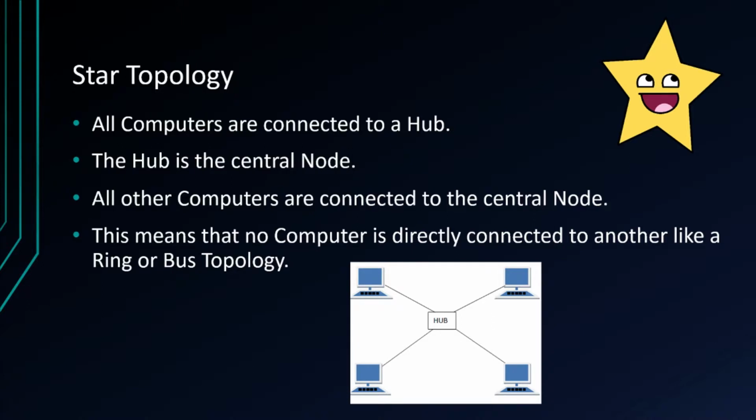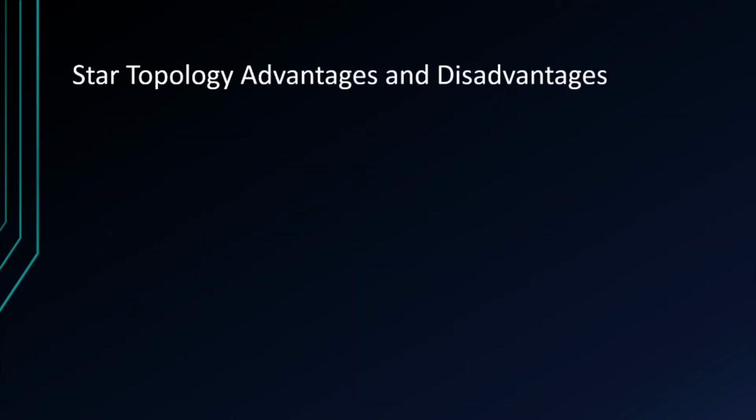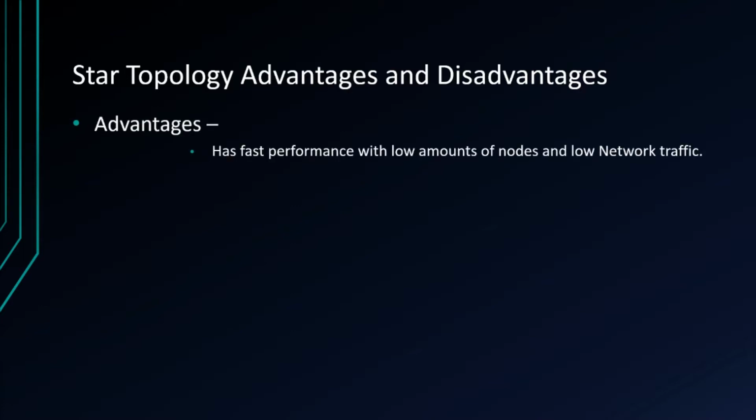So no computer is directly connected to each other like the ring or the bus topology. They're connected to the central node. So let's talk about some advantages and disadvantages. Advantages is fast performance of low amounts of nodes and low network traffic, meaning the less computers are on it, so you're going to have a higher performance.